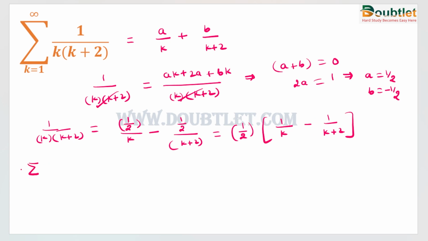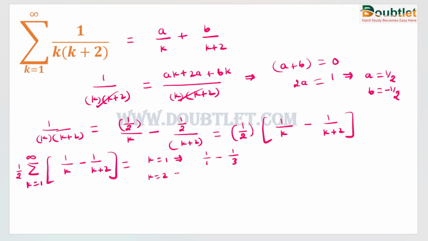So the constant term will be thrown out of the summation. So we have to find the sum from k equal to 1 to infinity of 1 upon k minus 1 upon k plus 2. So if we put the value of k equal to 1, 2, 3, let's suppose we put k equal to 1. So what will we get? We will get 1 upon 1 minus 1 upon 3.